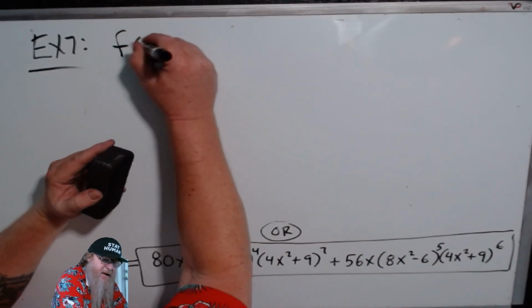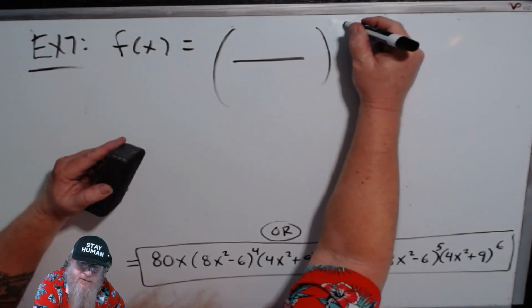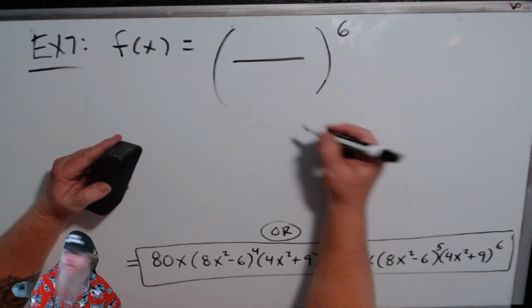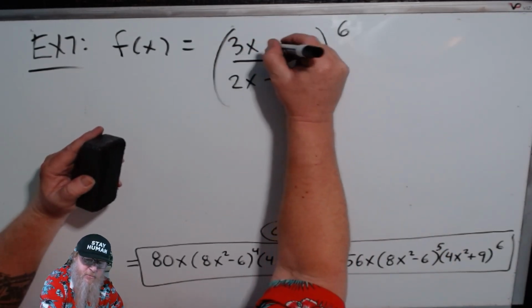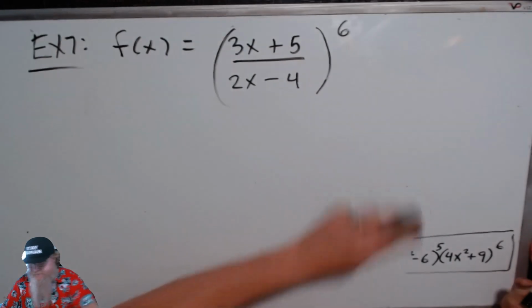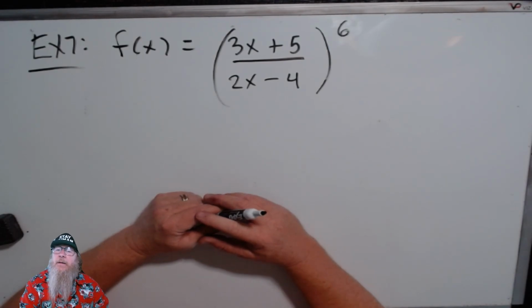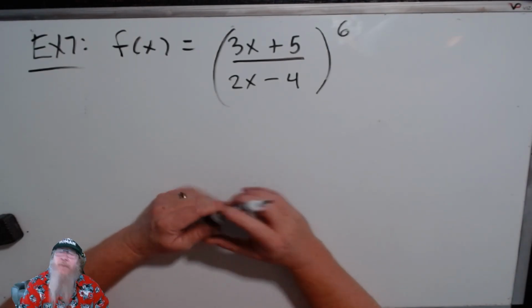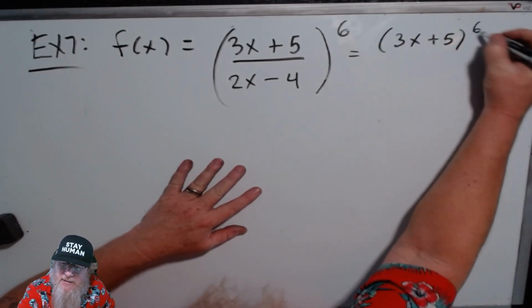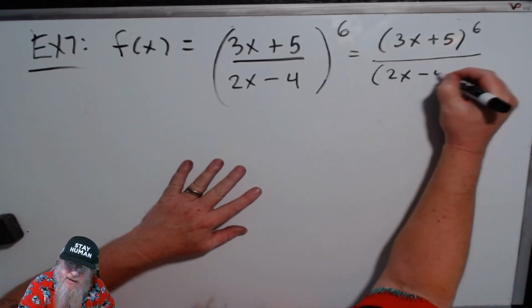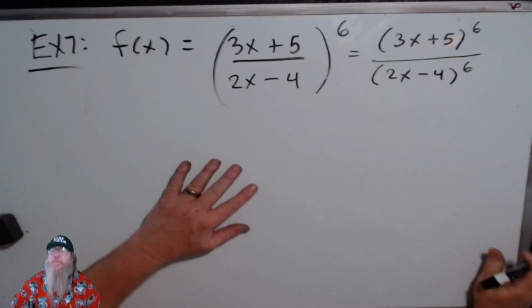So f of x is a quotient to the 6th power, 2x minus 4 over 3x plus 5. All right. First thing I would do is rewrite it like this: 3x plus 5 to the 6th and 2x minus 4 to the 6th. Just so that you can clearly see that they are separate.